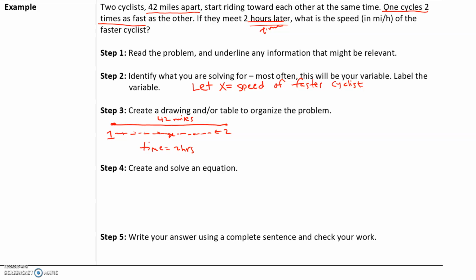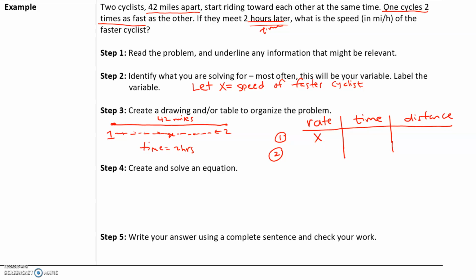Now let's make a table. Anytime you're given a problem with some kind of speed, time, distance, we are going to use a table like this. We have our rate, we have our time, and we have our distance. And distance equals rate times time, which we'll talk about later. So we have two cyclists, cyclist number 1, cyclist number 2. What do we know about them? We know that one cycles 2 times as fast as the other. So let x equal the speed of the faster cyclist, because that's what we're looking for.